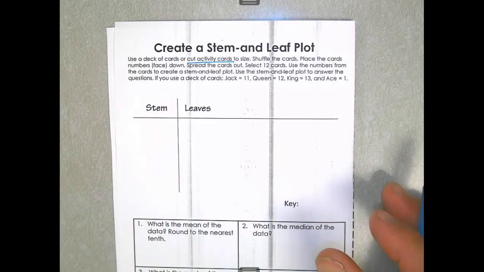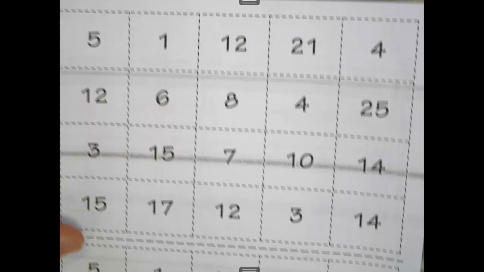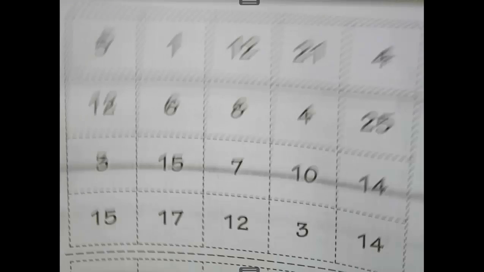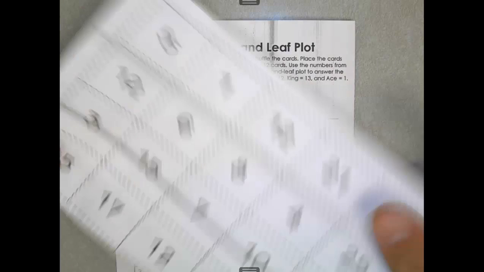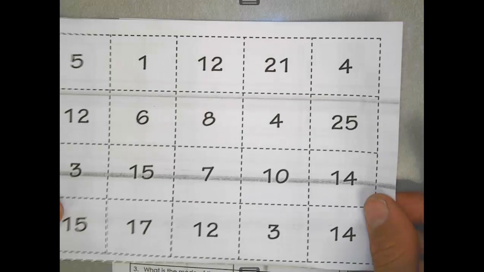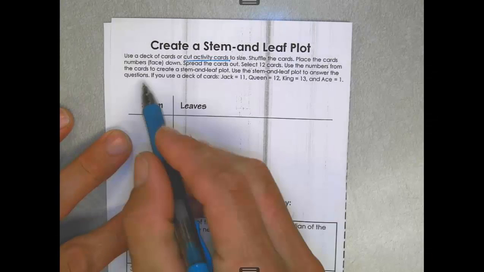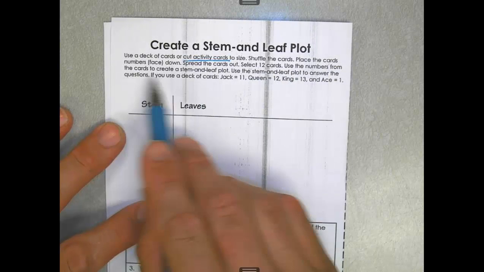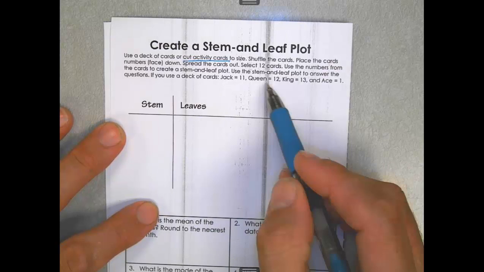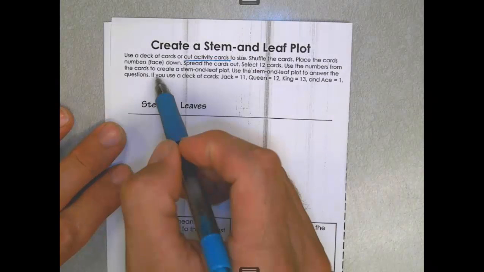These activity cards Ms. Tietzma will give you are right here. You are going to have to use scissors to cut these out. That's going to be a little time consuming, but you're going to cut all these out, and you can just do one side of this. So you don't have to cut both of them out. Just fold this in half and cut out these numbers. Once you cut out all these numbers, you are going to shuffle the cards on your desk, and place the numbers face down. You're going to spread the cards out and select 12 cards. Use the numbers from the cards to create the stem and leaf plot, and use the stem and leaf plot to answer the questions below. We don't care about this part because we're not using the deck of cards.